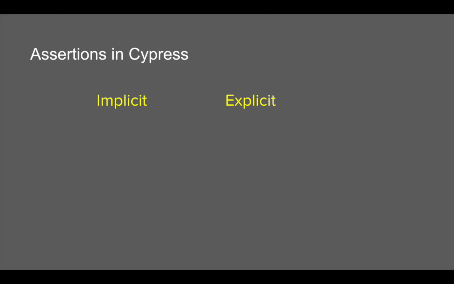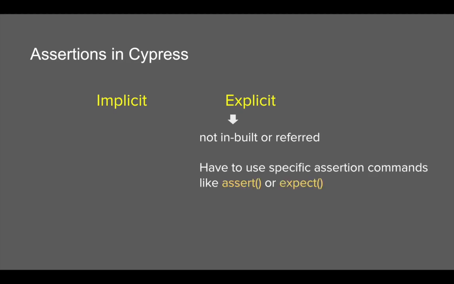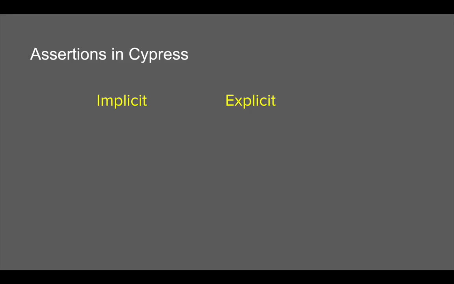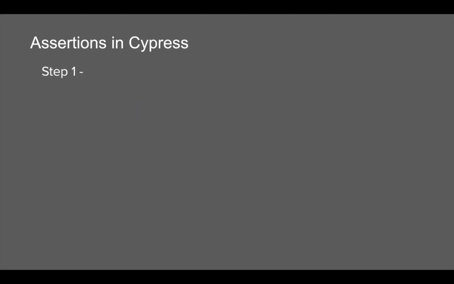And when we talk about explicit assertions, these are not inbuilt, these are not referred directly, and we have to use an assert or an expect statement to run these explicit assertions. The other difference is when you run the explicit assertions, you will see results in the logs only when they fail. If they pass, they will not show up on the logs, and I will show you this along with hands-on. So for implicit assertions we have should and and commands, and for explicit assertions we use expect and assert commands. So let's get started and do hands-on on all these assertions in Cypress, and this is going to be very interesting. Let us start with step number 1.